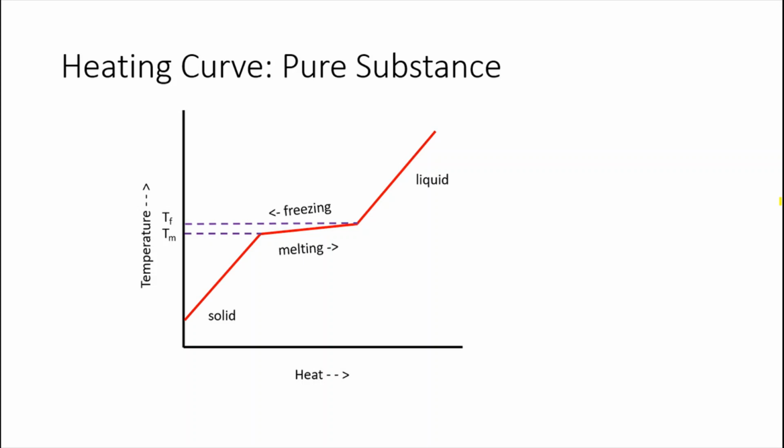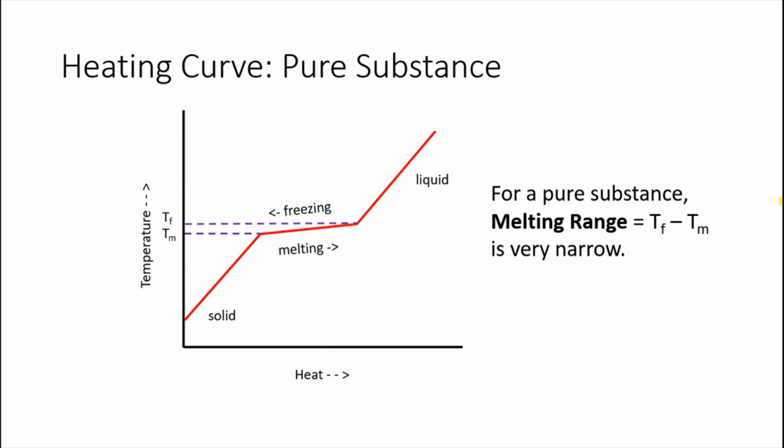And so we can say that if a substance is pure and you do this experiment, the melting range, that is the difference between the freezing point and the melting point, is going to be very narrow. In other words, the difference is very small.